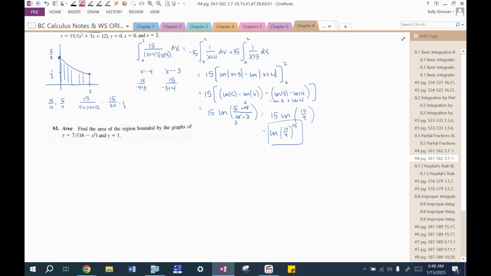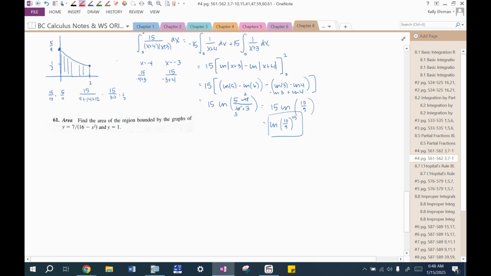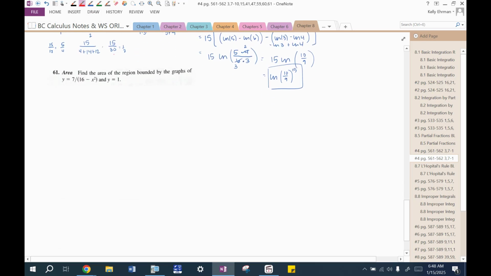Okay, for number 61, again, it's an area problem, and this is our last problem. This is our last problem, area again. So area bounded by the region y equals this and y equals 1. So let's go ahead and graph this. Now y equals 1 is the line y equals 1, right? Like a horizontal line like this.